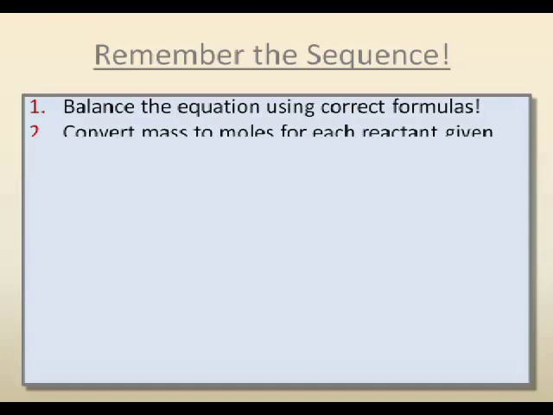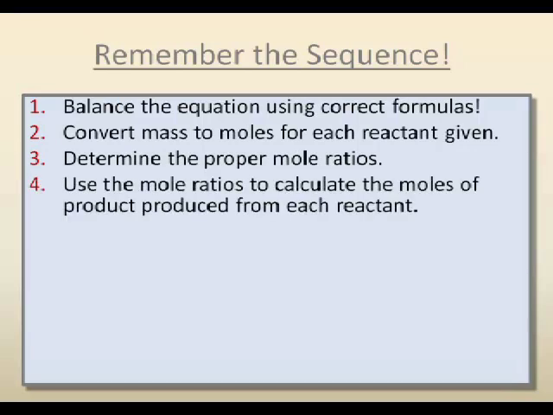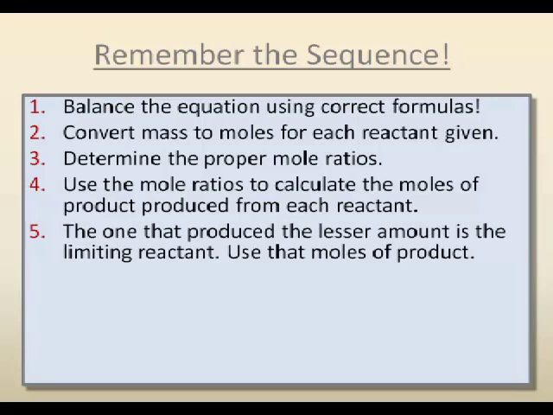So, just a quick review. Look at the sequence. Balance the equation, convert mass to moles for every reactant you have, determine the mole ratios using the balanced equation, and then use them to calculate the moles of product produced from each reactant. The one that produced the lesser amount is the limiting reactant. You use that moles of product, convert moles to mass, and you have your answer.